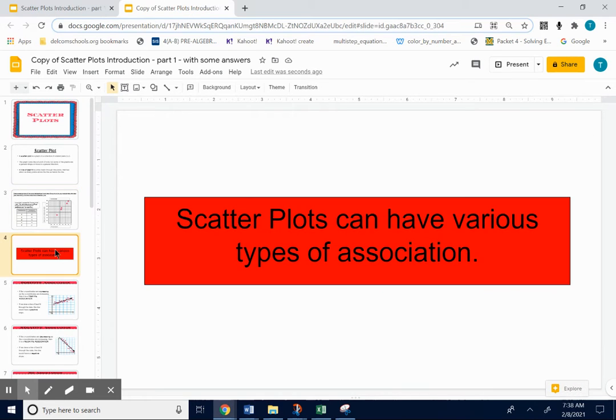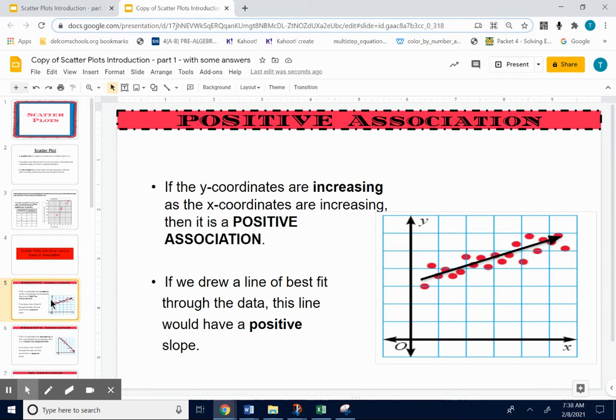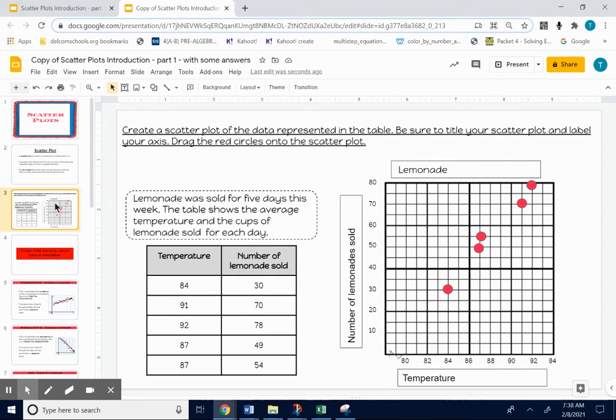Okay, a couple of associations we want to look at, relationships. Scatter plots can have various types of association. If the y-coordinates are increasing as the x-coordinates are increasing, we say that's a positive association. If we drew a line of best fit through the data, the line would have a positive slope. That's exactly what we had with the lemonade problem. As the temperature went up, the number of lemonades went up. That's called a positive association.